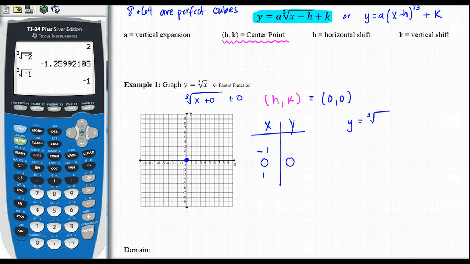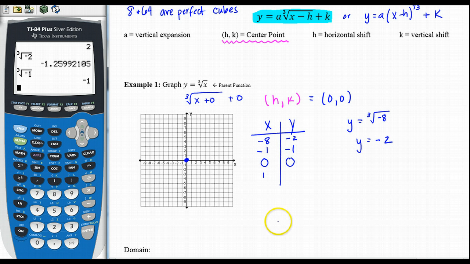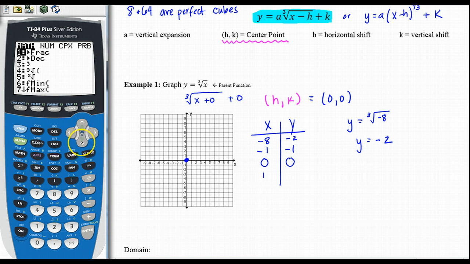So what other number could we put there? Well, if we choose nicely negative 8, we could say, okay, the cube root of negative 8 is actually negative 2. So y becomes negative 2. And I just did this one in my calculator. It's negative 1. You might be able to find that the cube root of positive 1 is in fact positive 1.